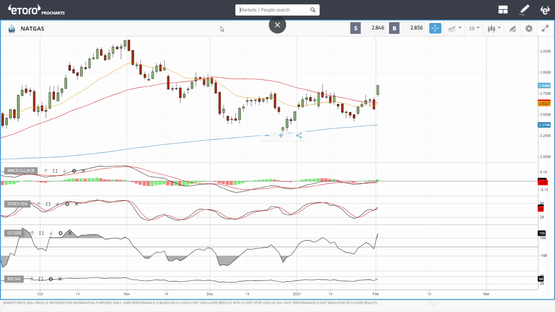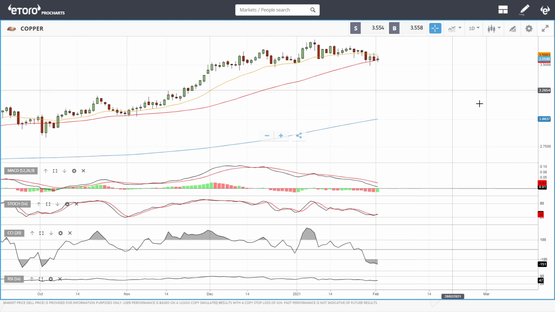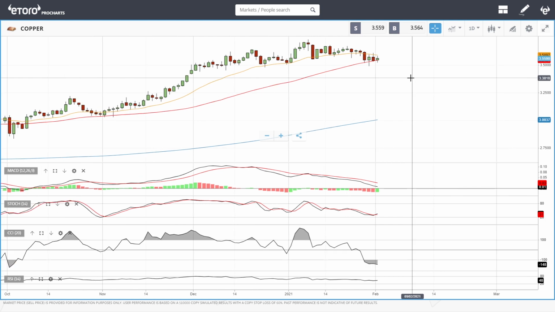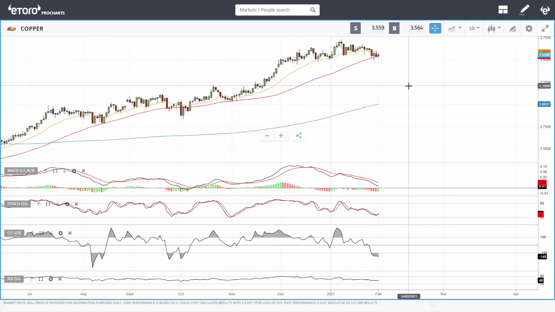So let's look at copper. As you can see, we have fallen yet again today. We are trading right here at the 50 moving average. And at this point, I think that we are going to see copper rally to the upside. The 50 moving average is holding very nicely. And usually when that is the case, you can see it back here, you see these massive rallies to the upside.